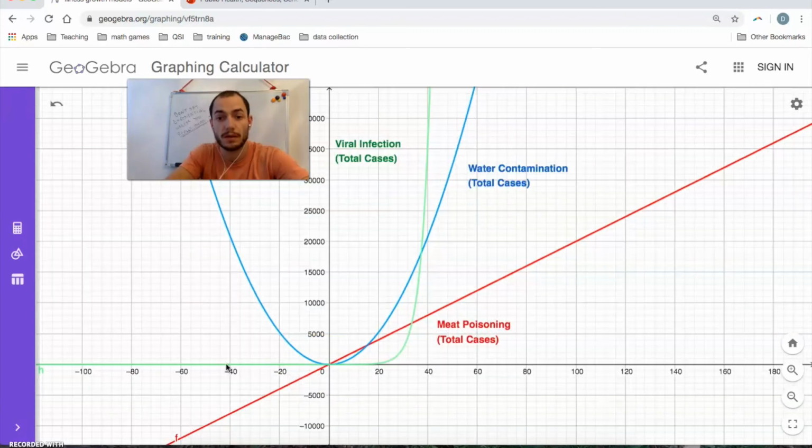So now look at this. Only 40 days into the situation, the total amount of viral infections is almost 40,000, and the water contamination is just about 20,000. So already 40 days in, and the viral infection has almost doubled the number of cases of water contamination. We're not done. Let's go one more week and really get a picture of what's happening here.